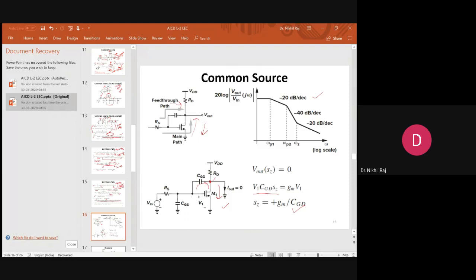This is the gain versus frequency plot. If you see, at the first pole there will be a minus 20 dB decay, as you have studied in control systems. Further, if omega p2 comes, then an additional minus 20 dB will be introduced, so this minus 20 will change to minus 40. Now when the zero comes, plus 20 dB is there, so minus 40 becomes minus 20 dB. This way we predict the nature of the gain curve with respect to frequency.